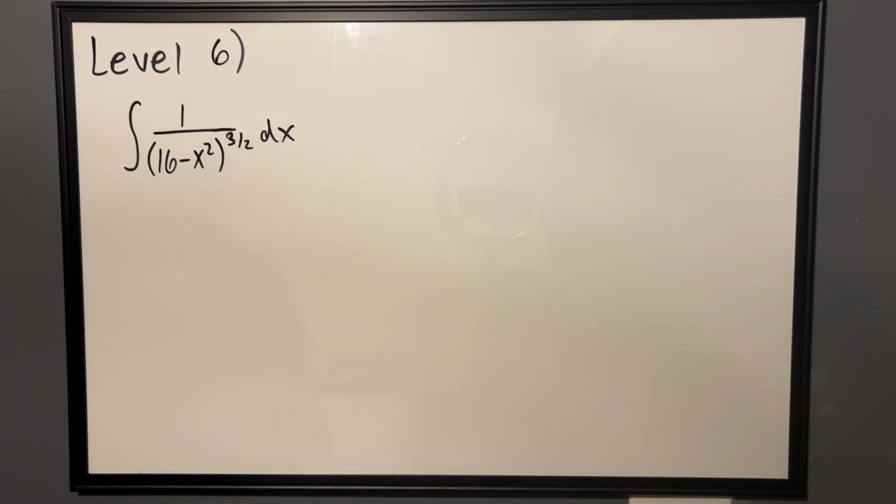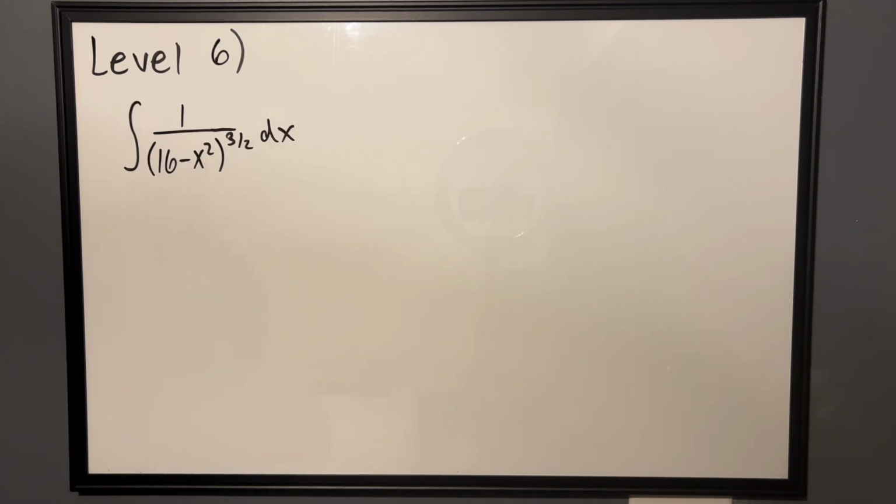All right, so here we have level 6. This is the integral of 1 over 16 minus x squared raised to the 3 halves dx. Now, this integral is pretty tricky, and some might even debate that this should be higher than level 6 because people struggle with this method. But this is a trig substitution.